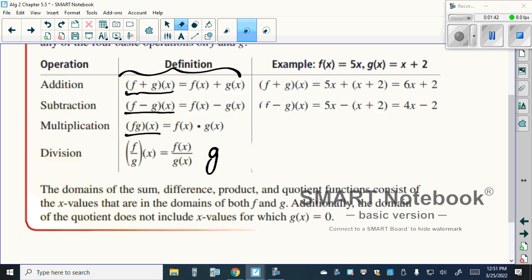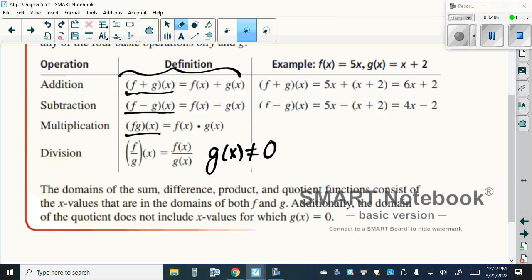Now, g of x cannot equal 0 because we can't divide by 0. And out of these four here, the main ones we're going to look at are addition and subtraction today. We'll look at multiplication and division tomorrow, and kind of go back over some of the addition and subtraction.